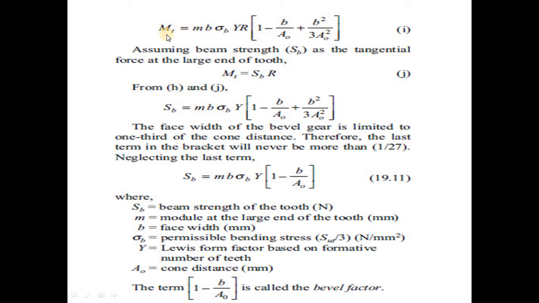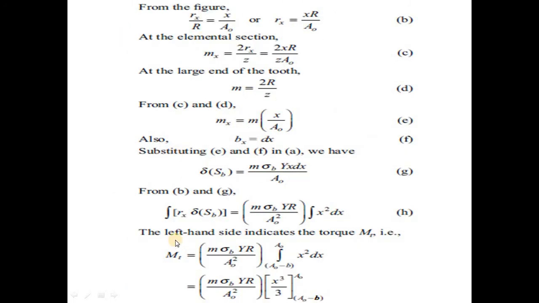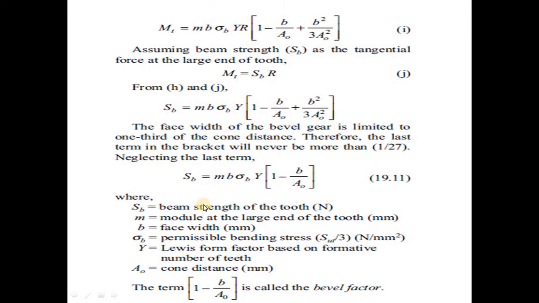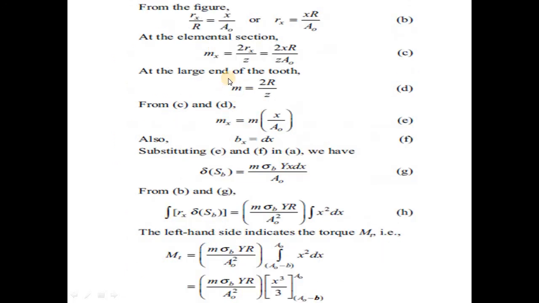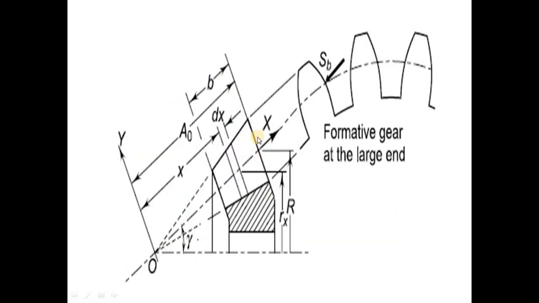This equation for Mt, the total torque, comes from that equation, and then finally we get that equation. But this beam strength is for the elemental section torque. When we consider the torque for the larger end, here we can consider one of the forces also. Now we take an elemental section, but suppose we take the larger end.